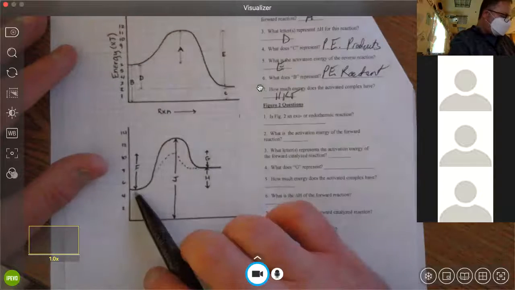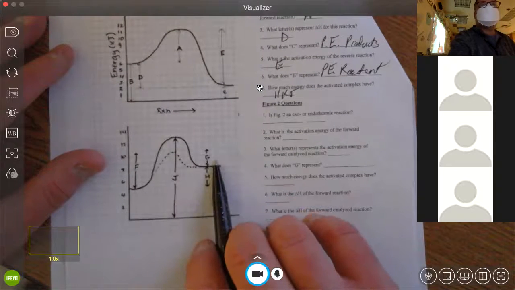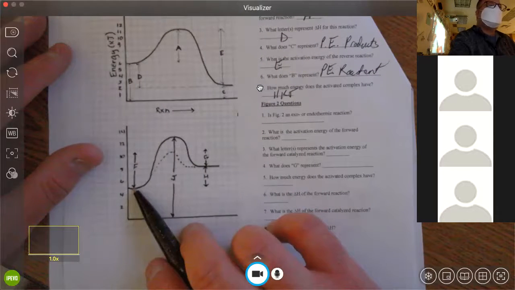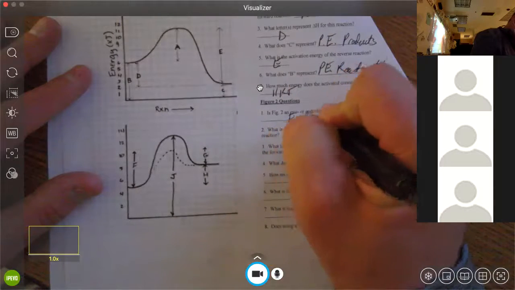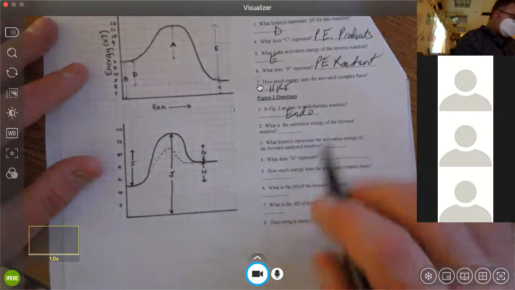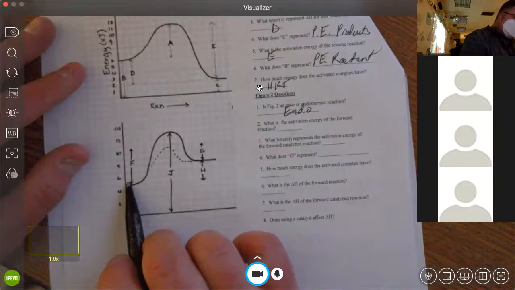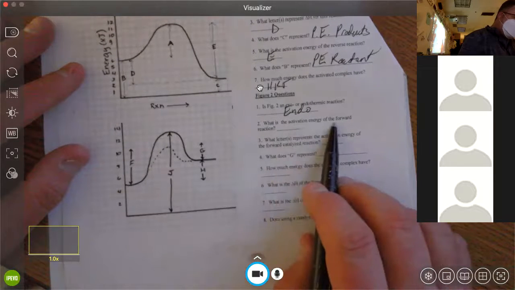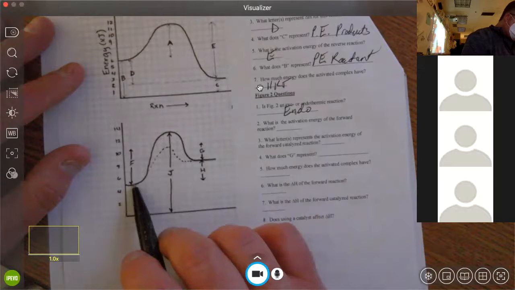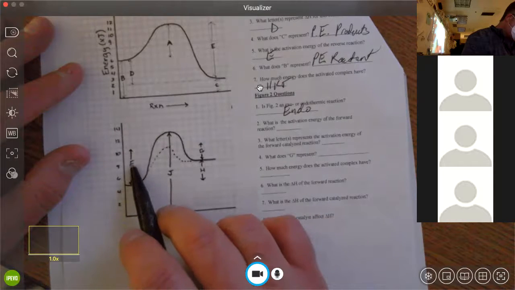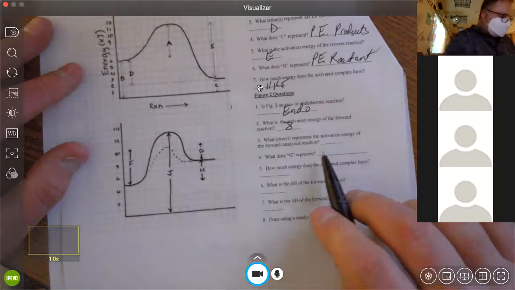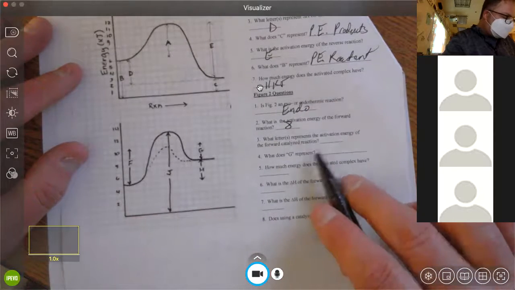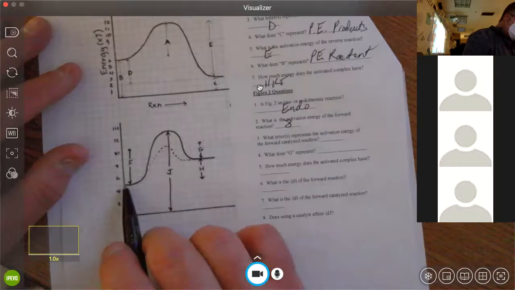How about this one? Do we gain energy or lose energy? We're at 5, we're at 8, so gain, so it's endothermic. What is the activation energy of the forward reaction? We don't have an actual level, so we have to count it. 1, 2, 3, 4, 5, 6, 7, 8. What letter represents the activation energy of the forward catalyzed reaction? That would be F.